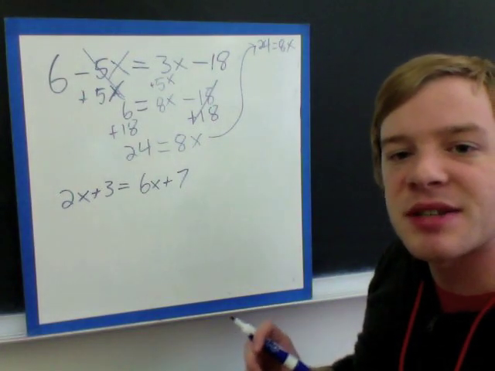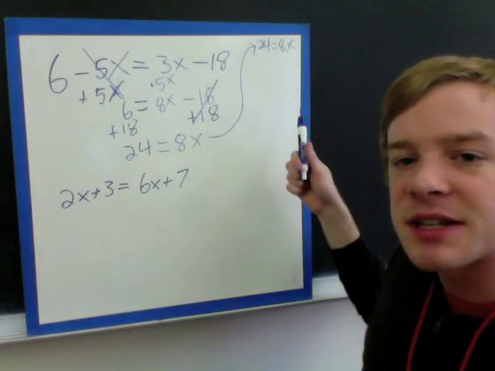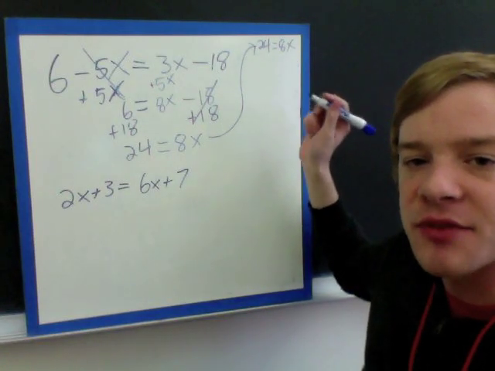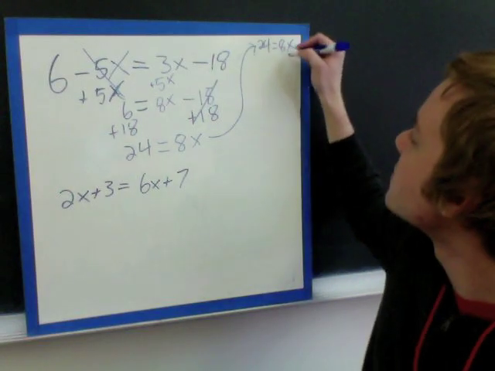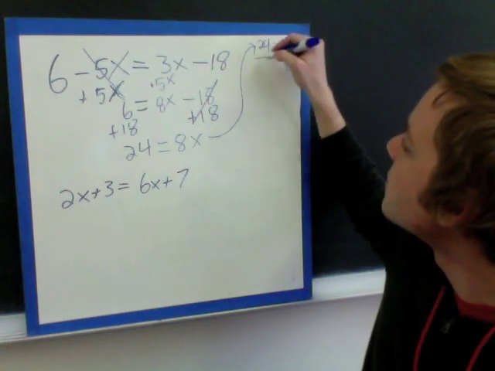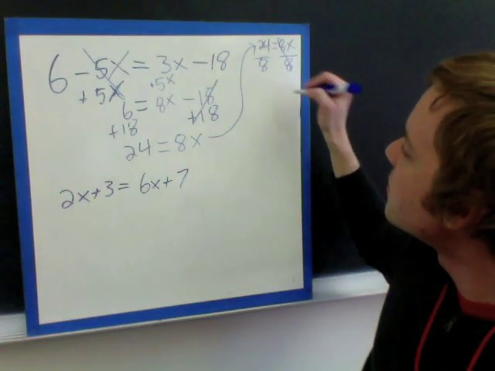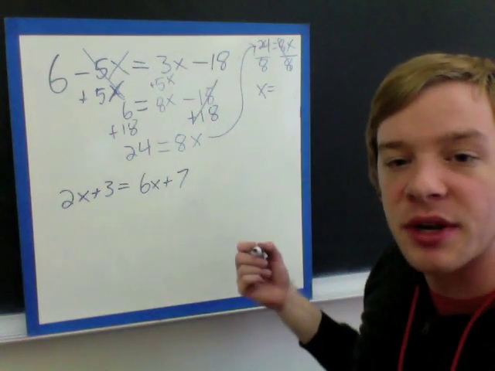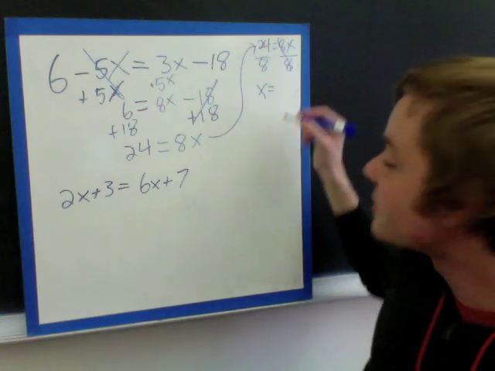So to get x by itself, I've got one more step. I need to get rid of this 8. Since the 8 and the x are multiplied, I'm going to divide both sides by 8. And when I divide 24 by 8, I get 3. So x will be equal to 3.